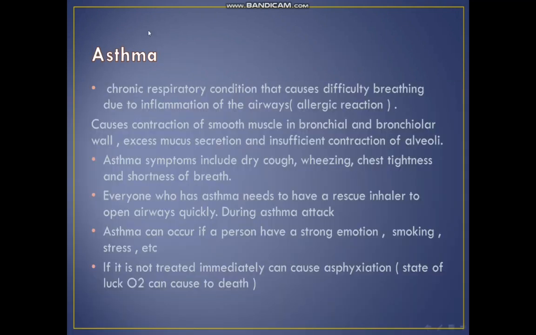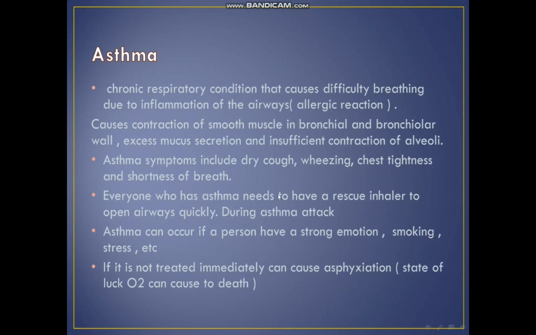We finished revising the physiology of the respiratory system. Now let's start with the diseases related to the respiratory system. The first one is asthma, a chronic respiratory condition that causes difficulty breathing due to inflammation of the airways and an allergic reaction. It causes contraction of smooth muscles in the bronchial and bronchiolar walls, excess mucus secretion and insufficient contraction of the alveoli. Asthma symptoms include dry cough, wheezing, chest tightness and shortness of breath.